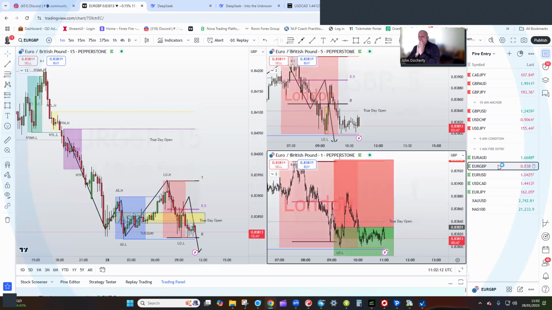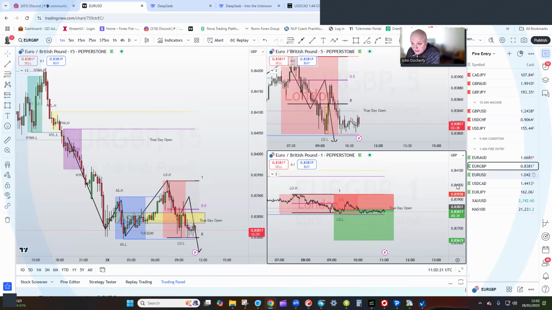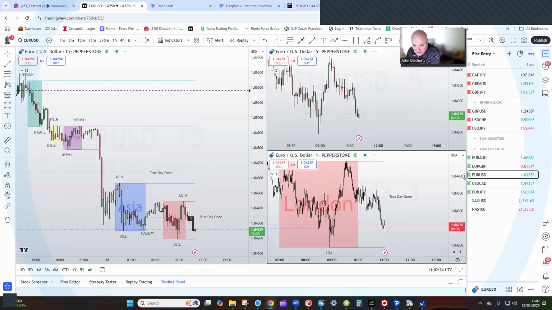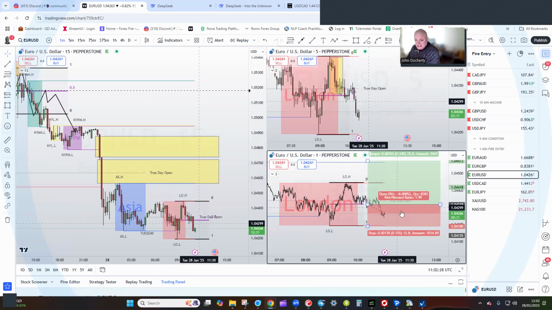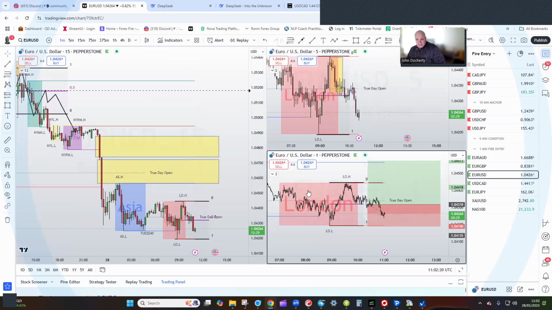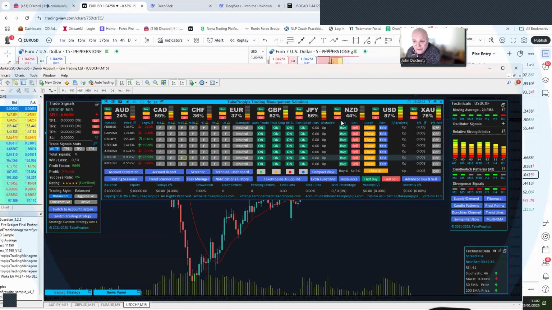Same with the Euro GBP, again, was in a little bit of drawdown heat and it's bouncing around the entry. The Euro USD, it's bounced around the entry, but again, it's in drawdown, the heat. We can understand why that is. It's simply because we look at the strengths again. The USD is super strong now. The Euro is half the strength of what the USD is, okay?